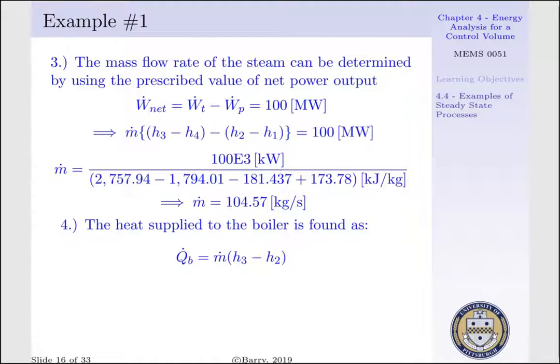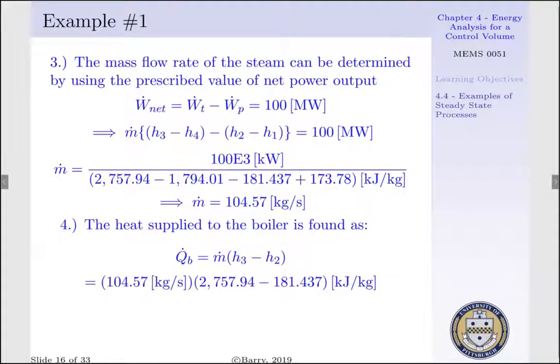The heat supplied to the boiler is simply our mass flow rate times the difference of our enthalpies at state 3 and state 2. That is 104.57 kilograms per second times 2757.94 minus 181.437 kilojoule per kg, which gives us 269.43 megawatts. We note that the heat supplied to our boiler is drastically larger than the work out from our turbine. This makes sense. For a heat engine, our net work cannot be identically equal to our heat supplied.